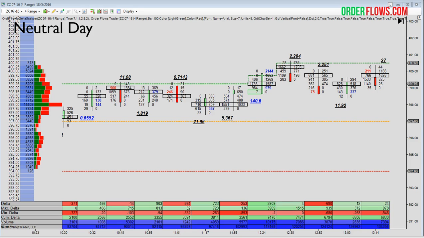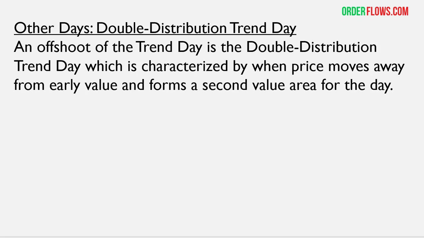On a neutral day, when you see imbalances, if you think it's a neutral day, look for the opposing volume to come into the market. Although I do think neutral days and normal days are very similar. Again, if you move away from value and you're trading above value, look for the selling volume to come in. Conversely, if you're trading below value, look for the buying volume to come in.